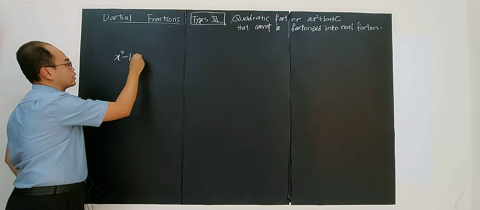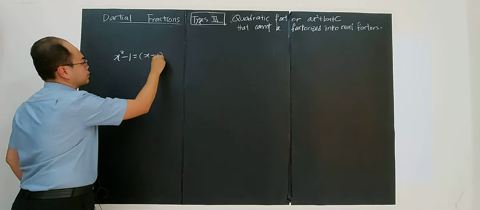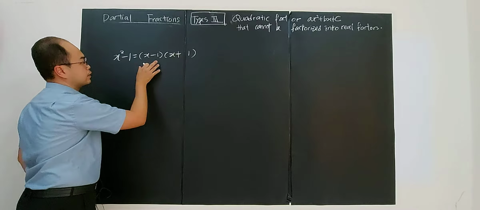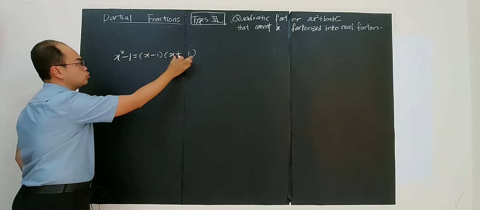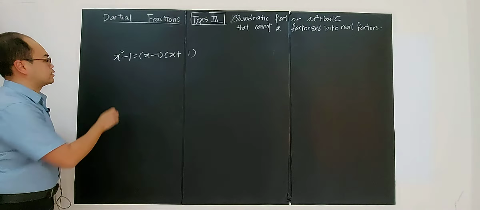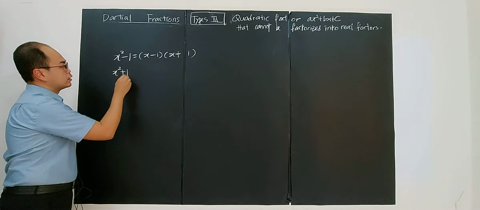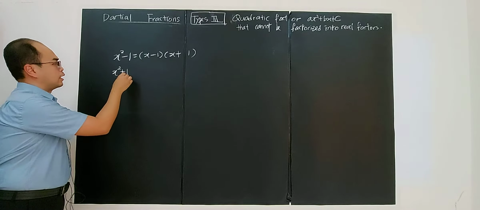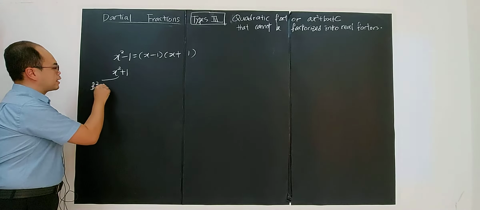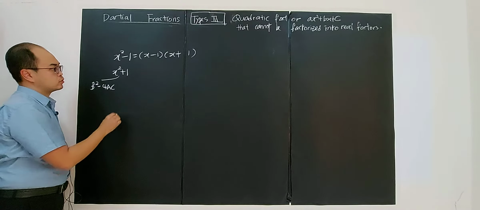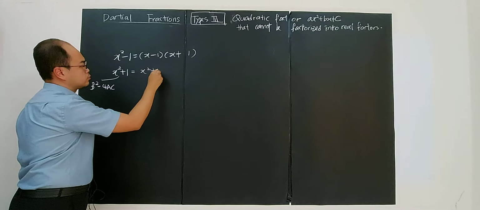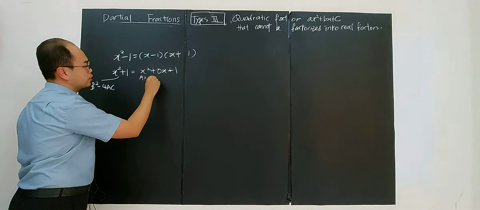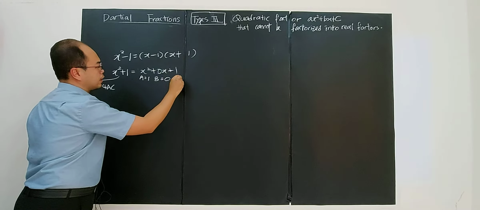If you have x squared minus 1, you can factorize it into x plus 1 and x minus 1. These are real factors, which you can factorize into two linear factors. But for x squared plus 1, it won't have real roots, or I can say that b squared minus 4ac is less than 0. Because this is x squared plus 0x plus 1, where a is 1, b is 0, and c is 1.